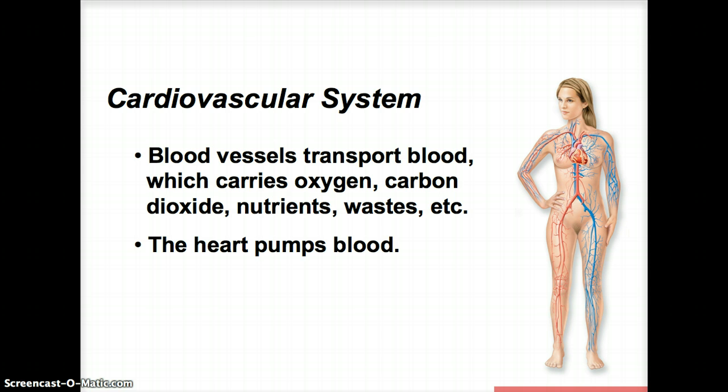The cardiovascular system, we briefly discussed it. The heart pumps the blood through the body along blood vessels, and the blood carries oxygen and nutrients to the cells and takes away carbon dioxide and waste and lets it get eliminated by the body. The heart is the pump of the body.